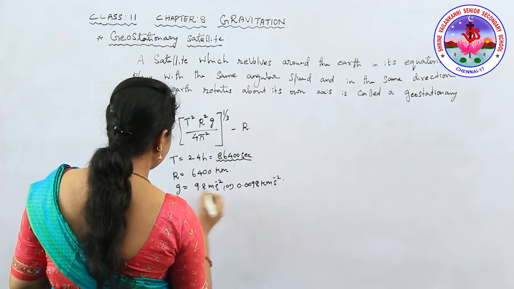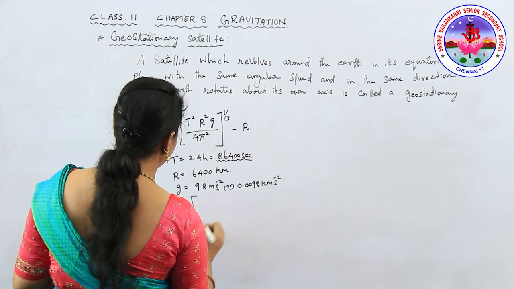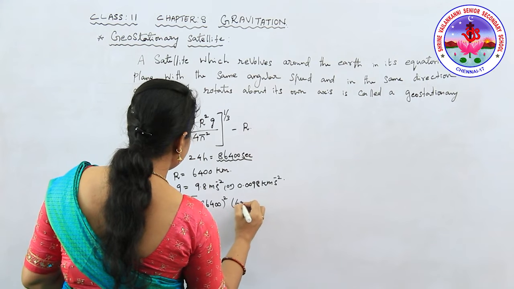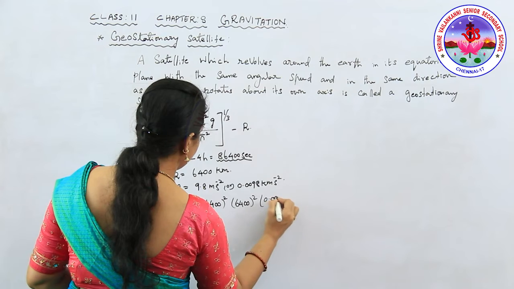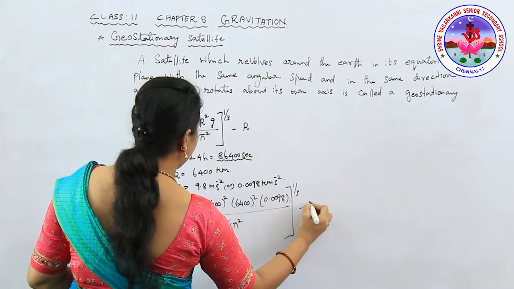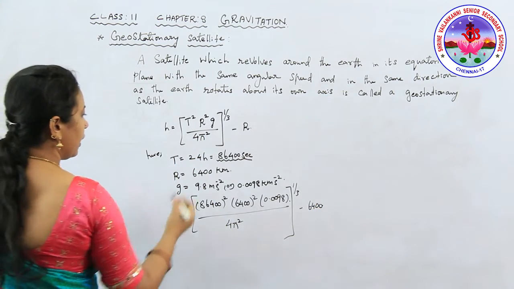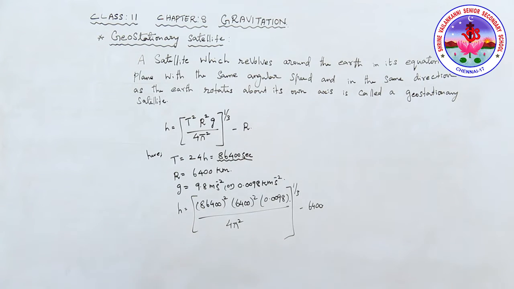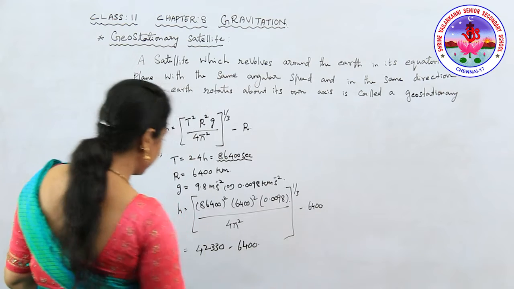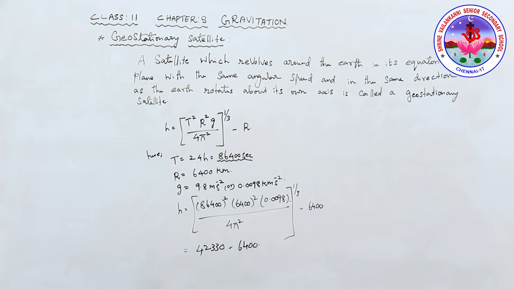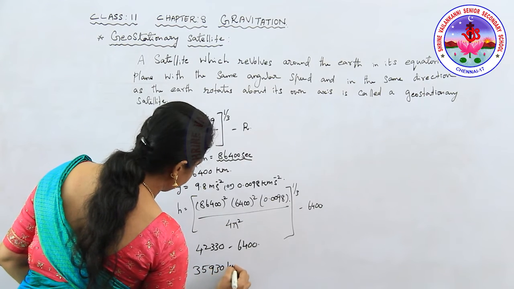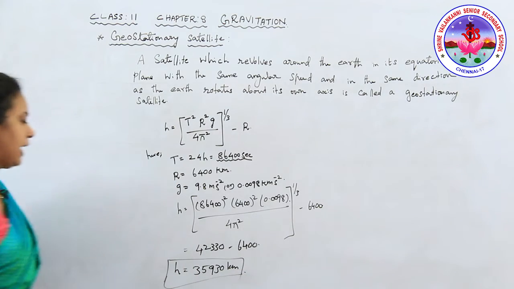Then here we need to know this R value, everything. Yes, here we can apply the values. We will write (86400² × 6400² × 0.0098 / 4π²)^(1/3) minus 6400. If you simplify this part, you will get 42330 minus 6400. So the height, if you calculate, you will get 35930 kilometer. This is the height of the geostationary satellite from the earth.